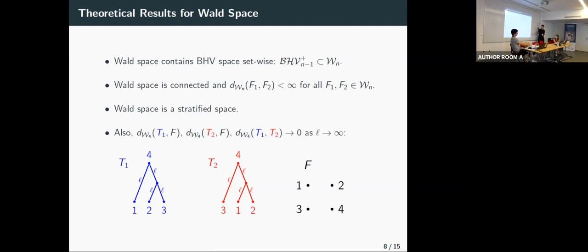And very nicely, going back to our motivational example, we actually have that the distance between those two trees goes to 0 as L goes to infinity. And the limit point F here, it's actually the limit point. So this forest is actually the limit point. And it's part of our space now, which is very convenient. So we have this biologically desirable property in our space.